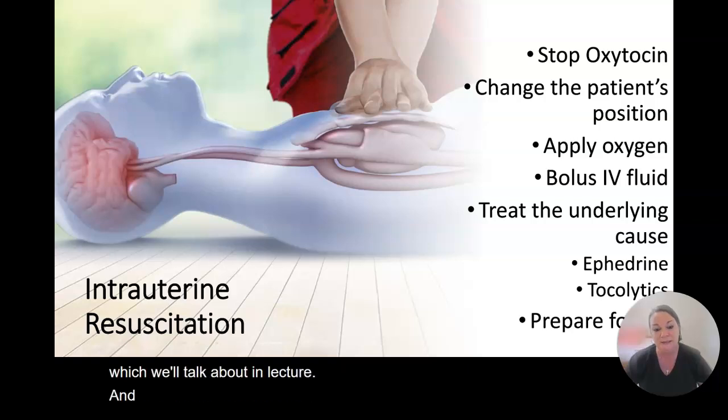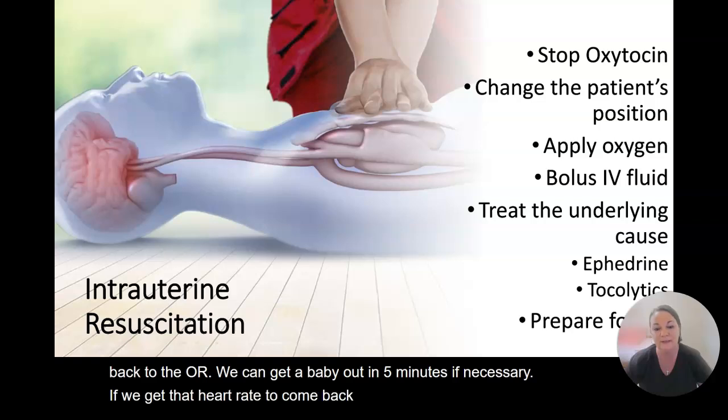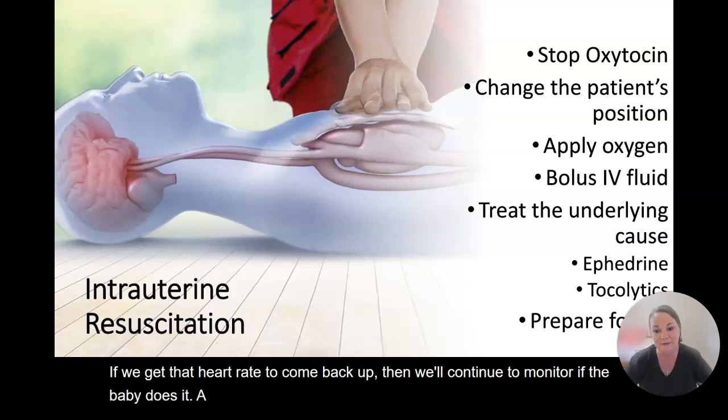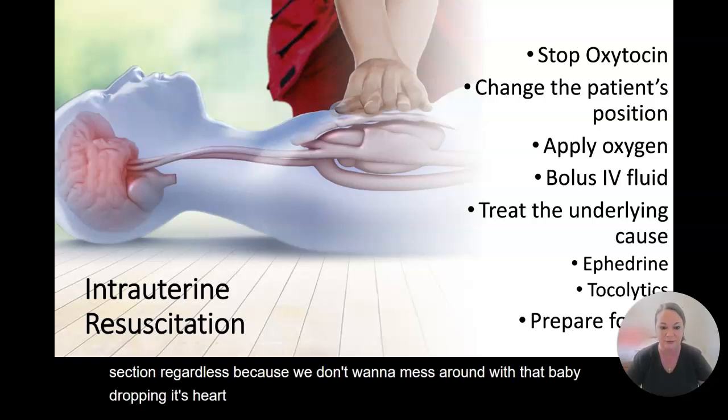And prepare for a C-section. If the heart rate doesn't come up, we're running back to the OR. We can get a baby out in 5 minutes if necessary. If we get that heart rate to come back up, then we'll continue to monitor. If the baby does it a second time within 12 hours, then we're going to have a C-section regardless, because we don't want to mess around with that baby dropping its heart rate that much.